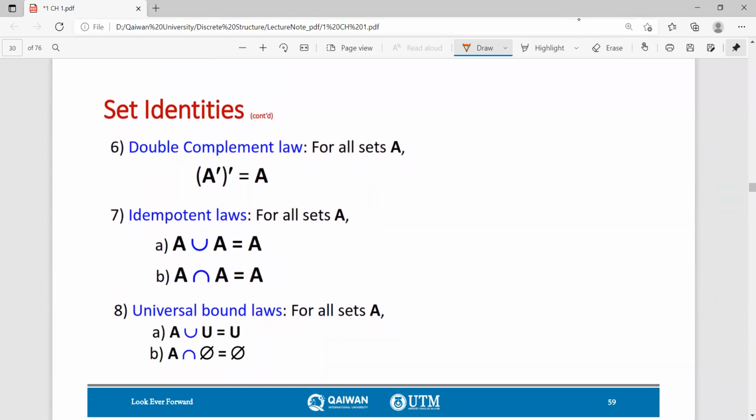So if you have double complements, the complements cancel each other. These two cancel each other, so it's left only A. If we have a double complement for a set, we get the set itself.